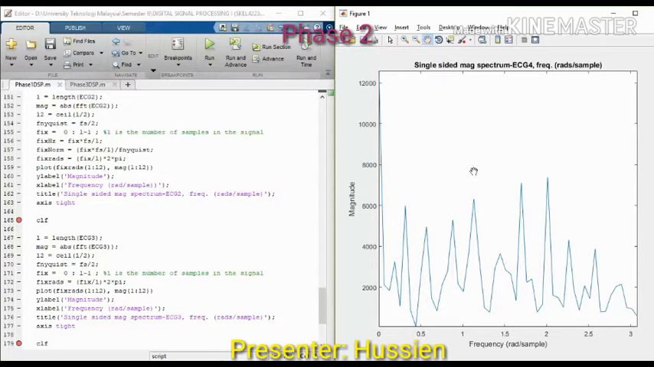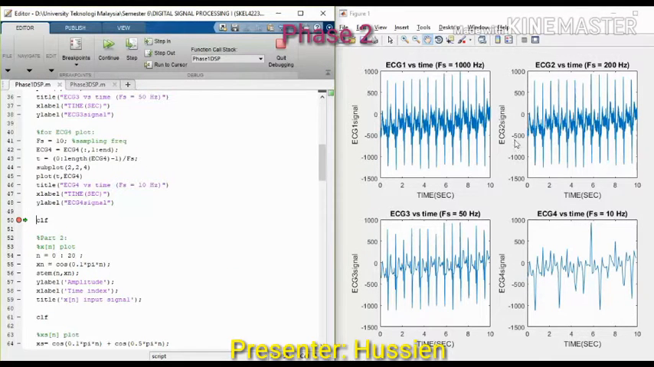As we can see, in all the plots, we take the y-axis as the magnitude and the x-axis as the frequency in rad per sample. If we go back to our first plot, we can see that ECG1 is the signal which we will filter, and my friends Ganesh and Rohin will explain the filter design.